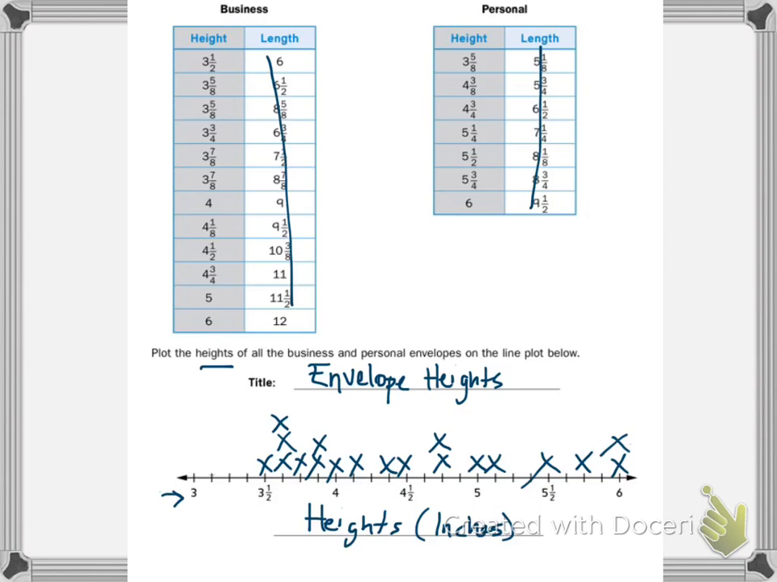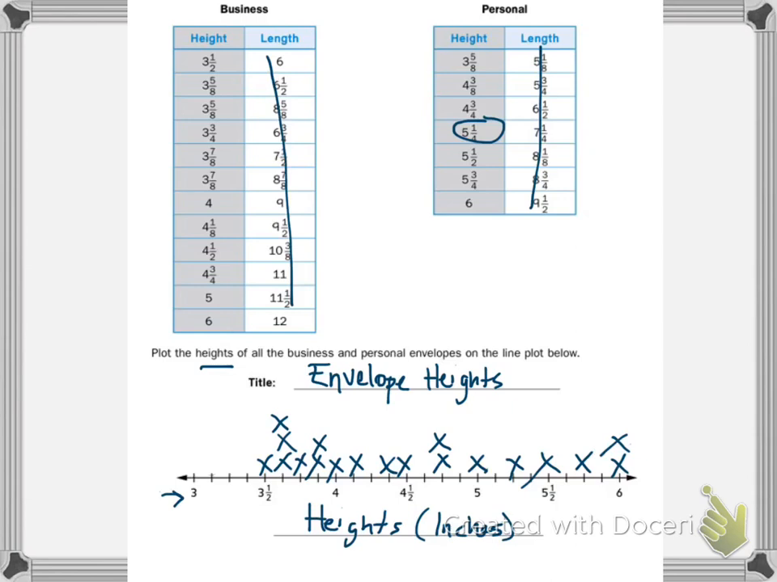See if that matches my line plot. If it doesn't, one of us might have made a mistake. And I think I actually see one mistake I made right now. On the 5 1/4 here, I graphed that incorrectly. I graphed it as 5 1/8. So let's go ahead and get that moved over. Perfect. And so that's what your line plot should look like.